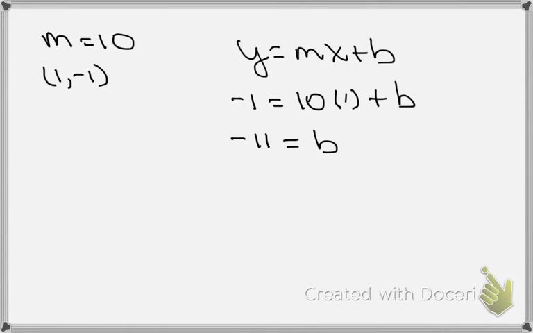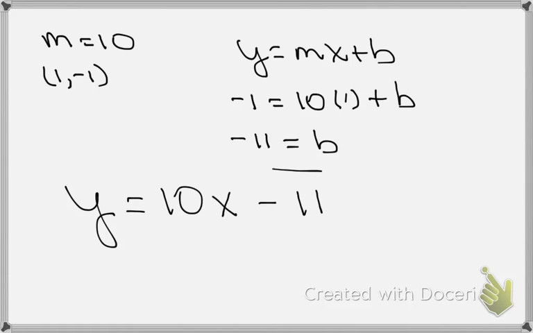And so the equation of the line is y equals 10x minus 11. And we can just verify. If we plug x equals 1 in, then we get 10 minus 11, which is minus 1. So that point fits on the line. And so I feel pretty good about that answer.